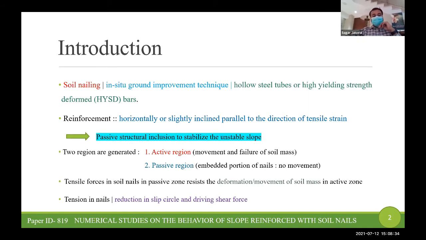There are basically two regions generated. One of them is the active region, and the second one is the passive region. In the active region, the movement of the soil mass takes place during failure, and the passive region is the region in which the embedded portion of the soil nails is present, and there is no movement at all. The tensile forces in the soil nails, as passive inclusions, restrain the deformation and movement of the soil in the active zone. The tension in the soil nails helps in reducing the slip circle and the driving shear force that causes the failure.